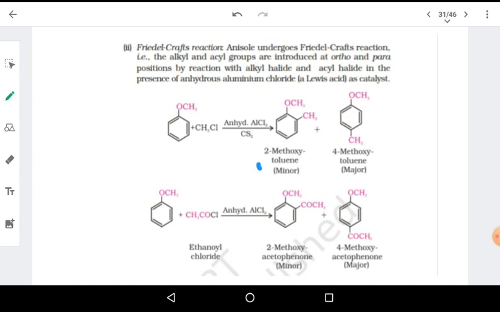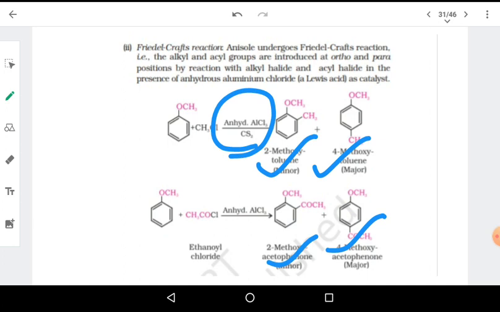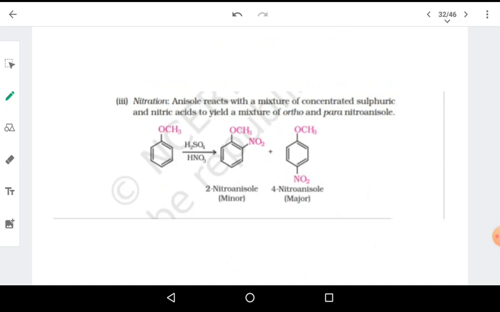Here you can see we are getting ortho and para products in both cases, same as that of benzene. There is a slight difference, that is we have to carry out these reactions in CS2 medium, that is the only difference. So the last one is nitration.